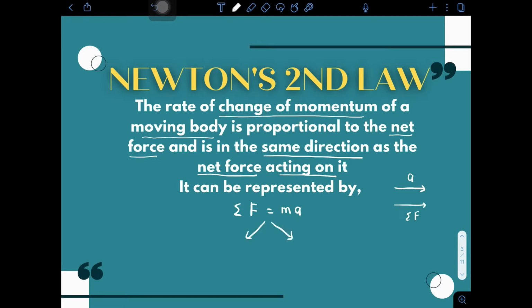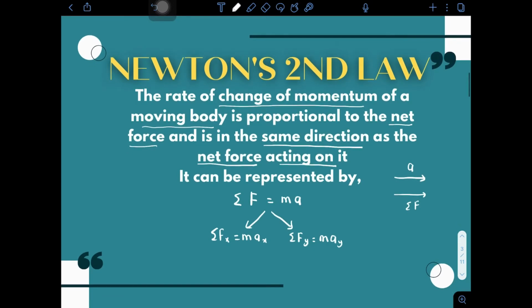So this equation you can write in two components, which is total Fx equals m, a in the x component, and total Fy equals m, a in the y component. It depends on your body which direction your acceleration is. Sometimes your acceleration is in the x component and sometimes your acceleration is in the y component.